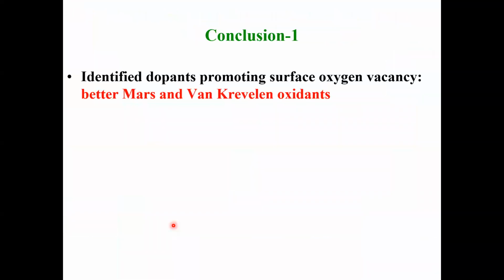So, conclusion one: we have identified dopants that promote surface oxygen vacancy formation. If you can do that, what does it do for you in terms of the actual reaction mechanism? You are promoting Mars and Van Krevelen oxidation.